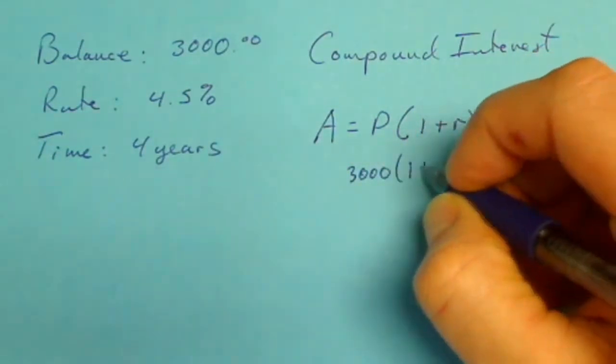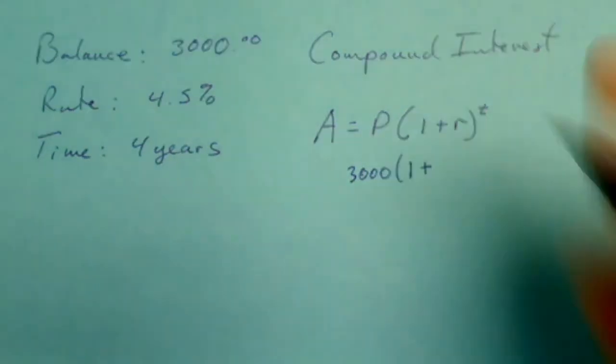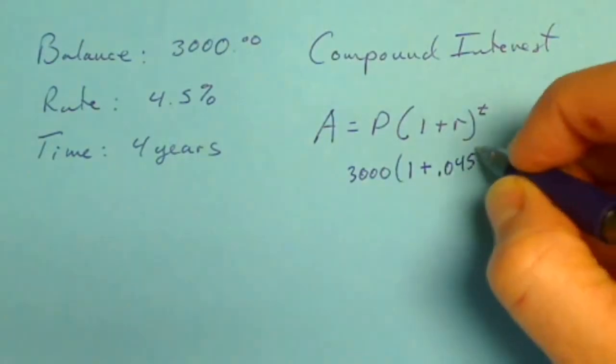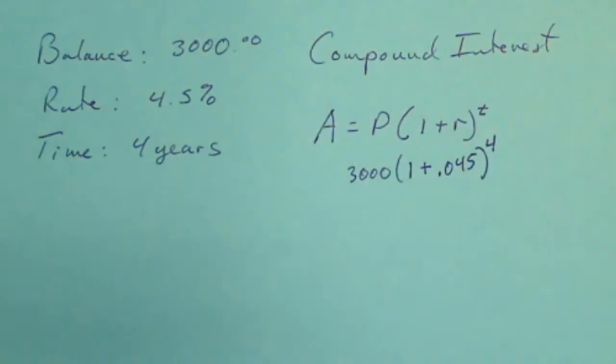Parentheses, 1 plus whatever your interest rate is, which is going to be 4.5%. Turn it into a decimal. That'll be 0.045. Remember, you move the decimal back twice. And then it'll be raised to the 4th power. That is an exponent for time.